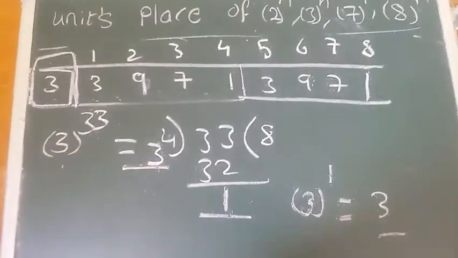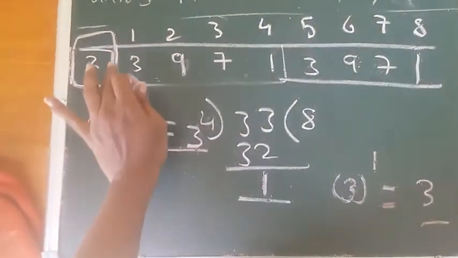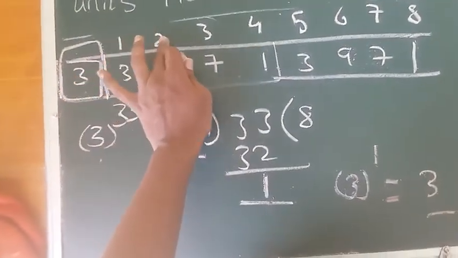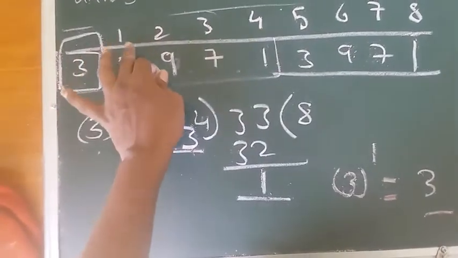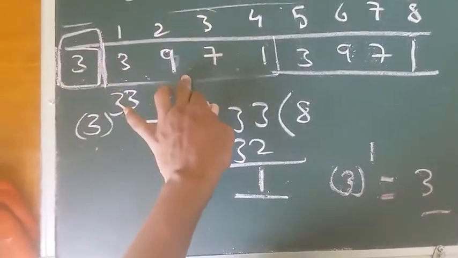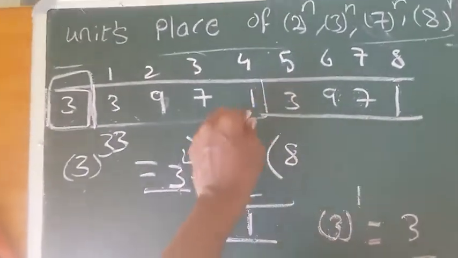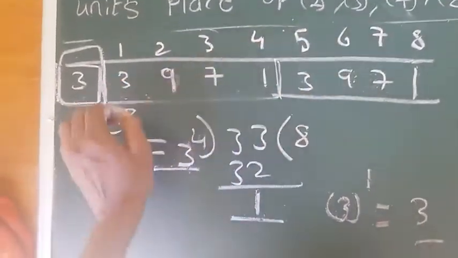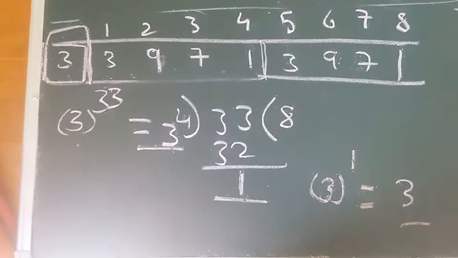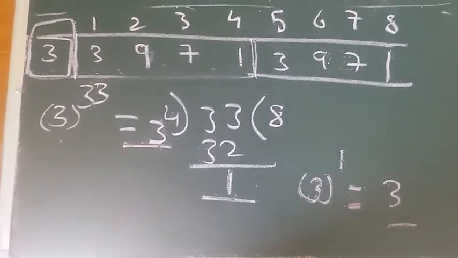I hope you understood. Here you have to remember the units places of the powers 1, 2, 3, 4. 3 power 1's units place is 3, 3 square's is 9, 3 cube's is 7, 3 power 4's is 1. You have to remember this table so that you can easily calculate the units place for any power.